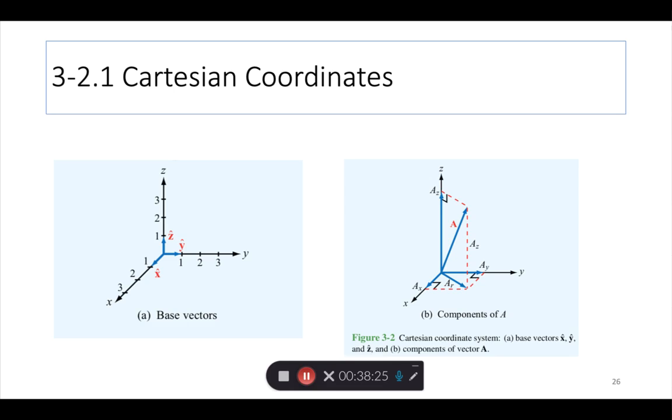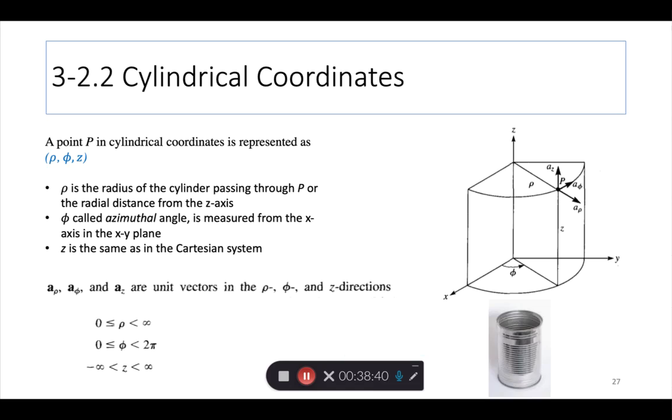Now everything we have studied so far, these figures are all from the rectangular or the Cartesian coordinate method. So I'm not going to repeat it. I just put the two figures to show you that we already know about it. So let's move on to cylindrical coordinates. Now this is new. And again, I'm putting my little coffee can here.